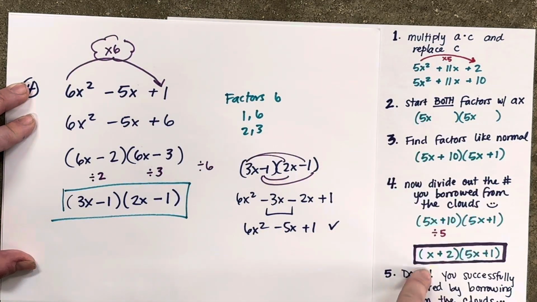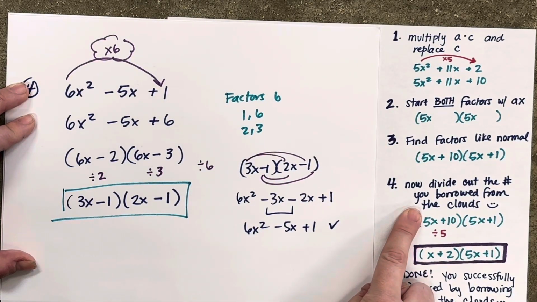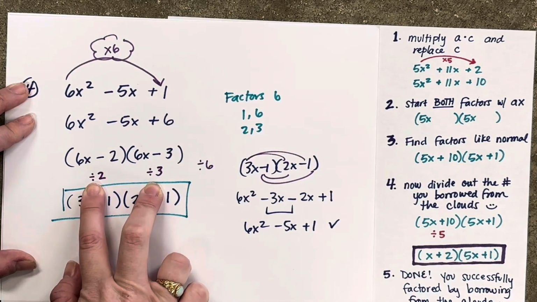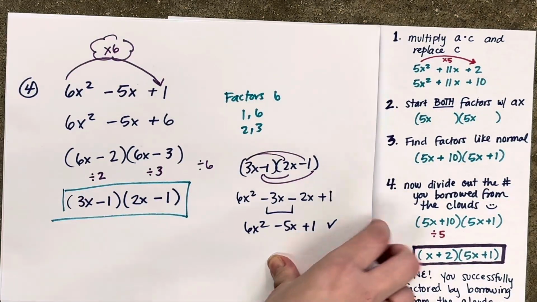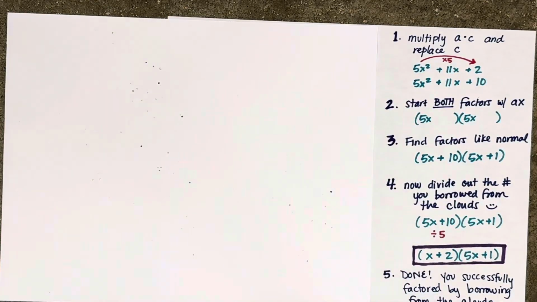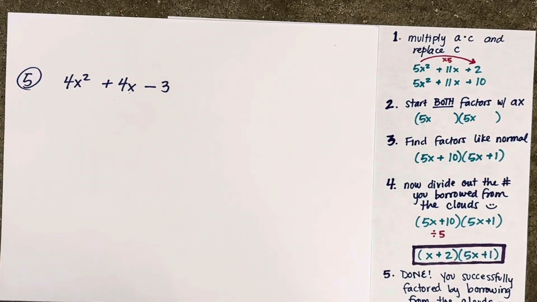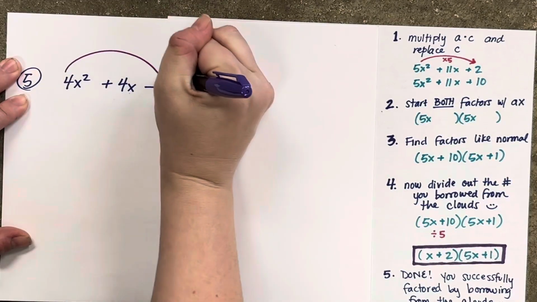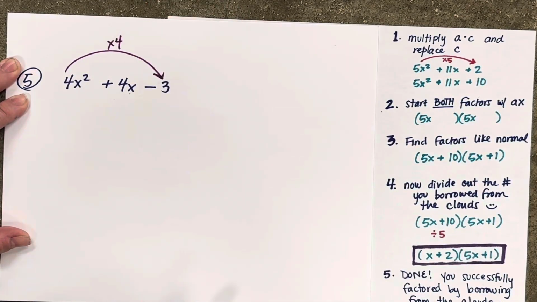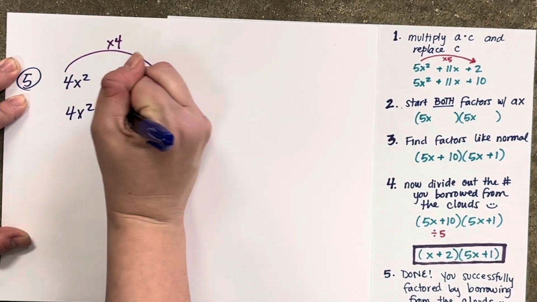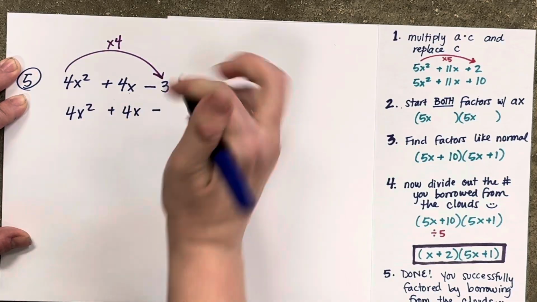Okay? And we are following all of these steps, right? So this is step 4: divide out the number you borrowed from the clouds. Sometimes you just need to do this step in multiple parts. Okay, almost done. All right, so borrow from your clouds, multiply by 4, replace your c: 4x squared plus 4x minus 12.